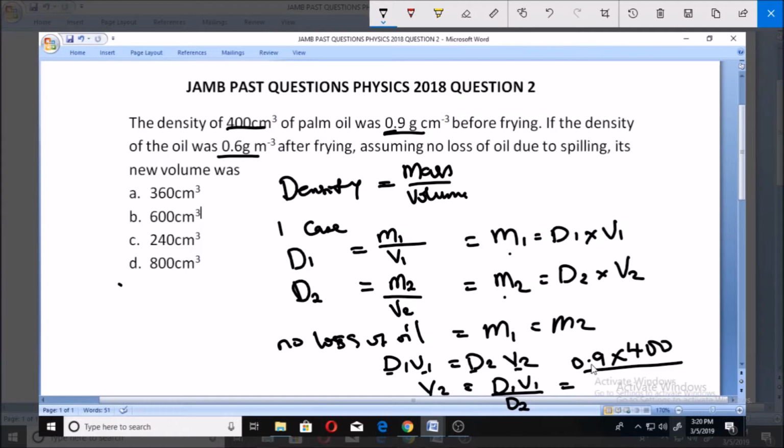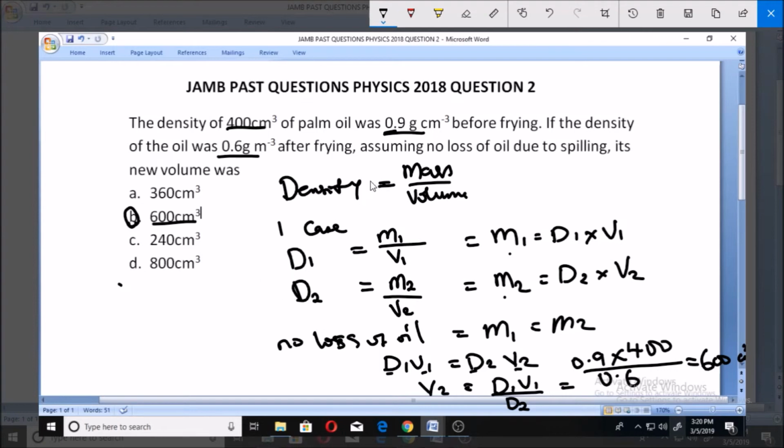D2 is 0.6. So if you press your calculator, or if you multiply 0.9 times 400 all over 0.6, then you should be able to get the right answer. And the right answer is 600 cm cubed. So that makes B the right option, 600 cm cubed.